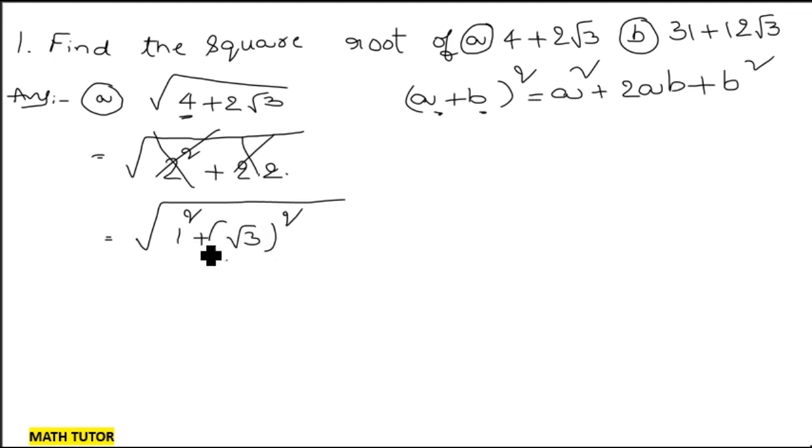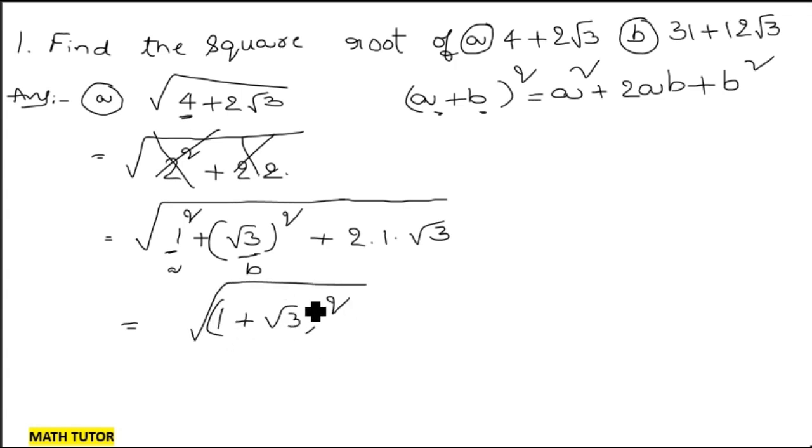So 1 plus root 3 whole square. Root 3 whole square becomes 3, right? 3 plus 1, 4 I'll get here. So this can become A, this can become B. Clear? A square plus B square plus 2 into A, where A is 1, B is nothing but root 3. Clear? 2AB. So here A is 1, root 3 is B. So again I can write it as 1 plus root 3 whole square. The root is already there, so the square root and the square will get cancelled. You will get 1 plus root 3.